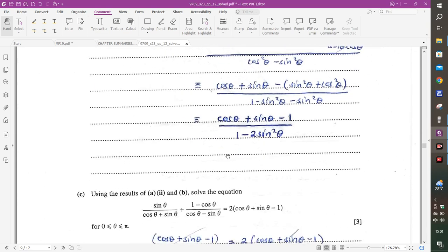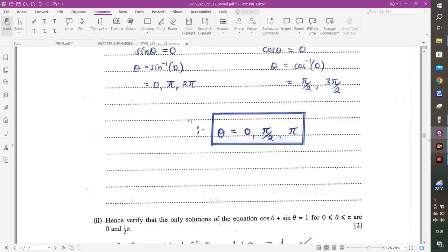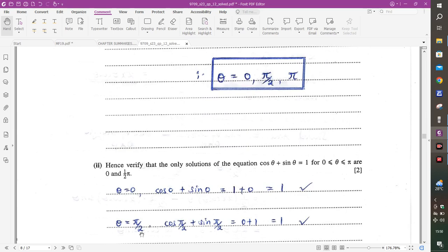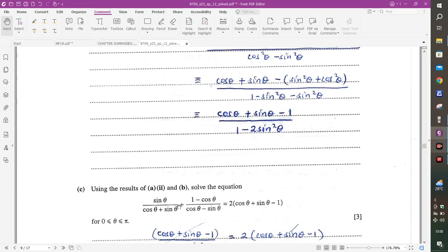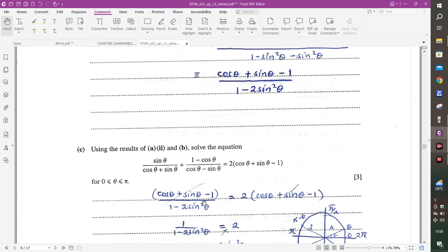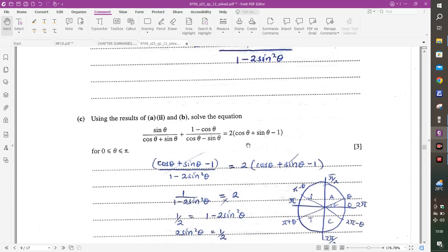Then the next part, they say, using the results in A Roman 2, the results that we got, I think the solutions for cos theta plus sine theta being 0 and 90, then B here for proving this equation. So we know that the whole of this we have proved. So we just substitute it there, and then you equate to this right side which they have given us. You realize that this cos theta plus sine theta minus 1, which is here, is the same as the one this side. So dividing through by that, that one cancels, and we remain with 1 over 1 minus 2 sine squared theta, which is equal to 2.